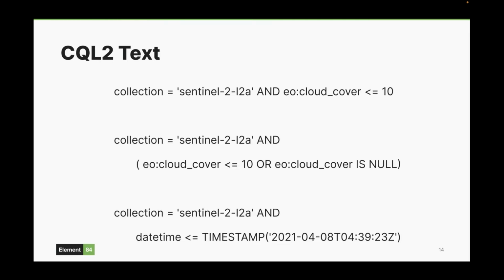Likewise, most of those parameters that I showed earlier that are supported directly with the item search endpoint, like datetime, can also be pushed down into CQL2 filter expressions. And here we have an example of filtering by datetime, where the datetime has to be less than a timestamp, with an ISO 8601 or RFC 3339 datetime indicating that timestamp.